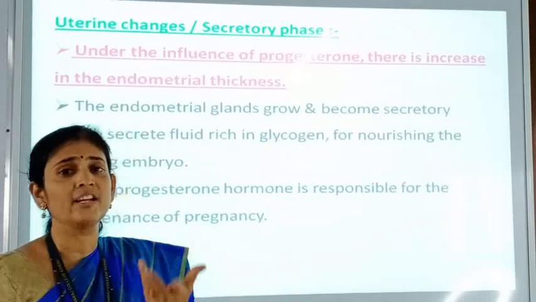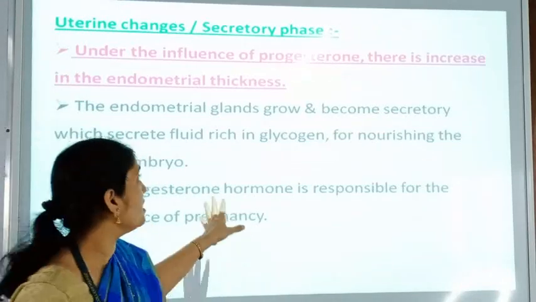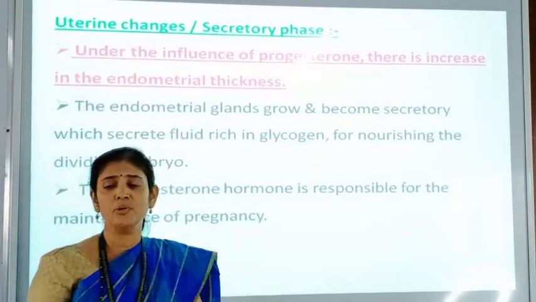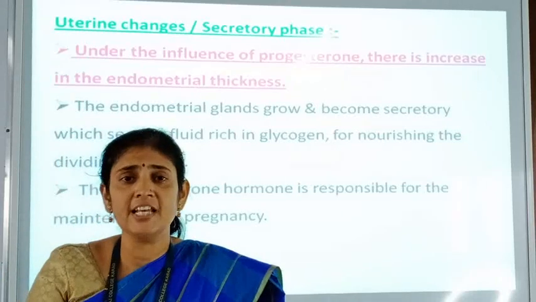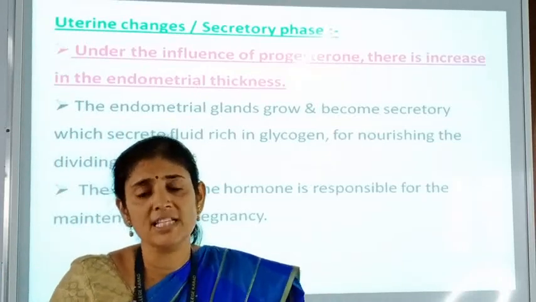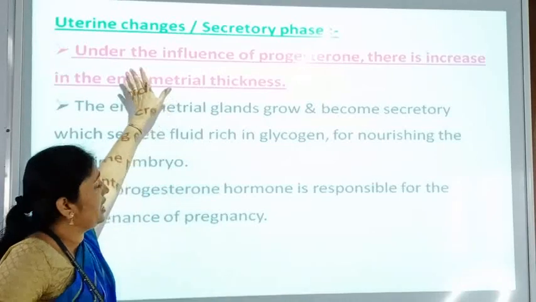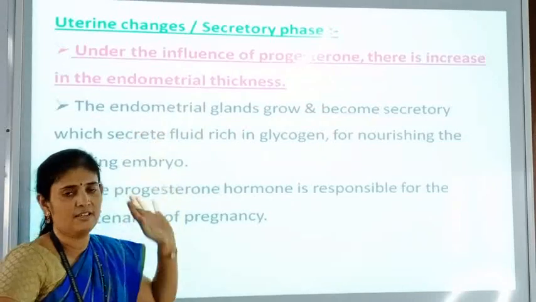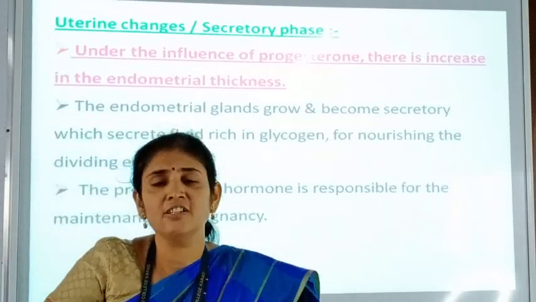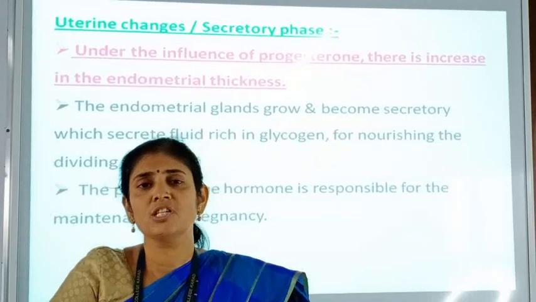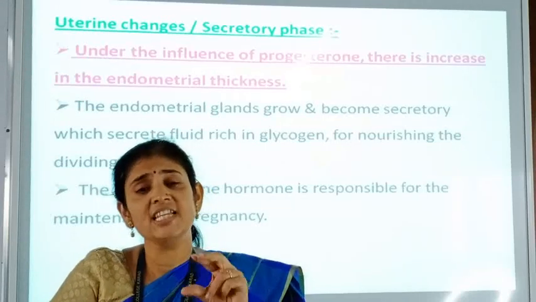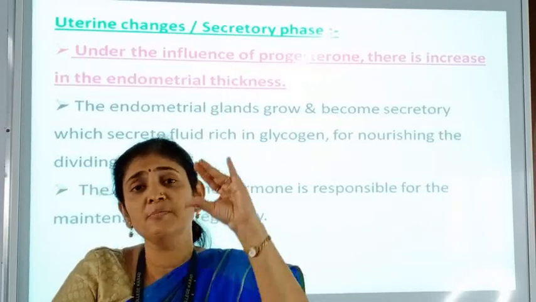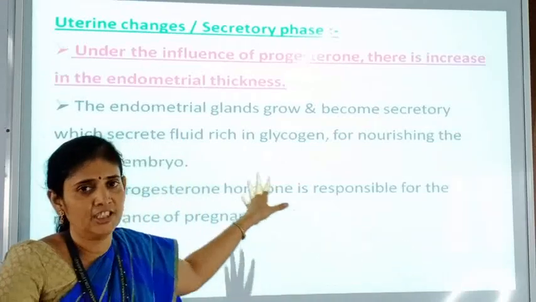Now what happens to the uterus during this fourth phase? So this is called the secretory phase, or uterine changes, because in the uterus the endometrium wall is secreting some secretion, and therefore it is called the secretory phase. Under the influence of progesterone, there is an increase in the endometrial thickness. म्हणजे जर प्रेग्नन्सी राहिली असेल तर प्रोजेस्टेरॉन हार्मोन सिक्रीट केला जातो, and that progesterone is responsible for increasing the thickness of the endometrium. जो थिकनेस 3 मिलीमीटरचा आहे तो जवळजवळ 5 मिलीमीटरचा वाढवला जातो ह्या फेजमध्ये, ह्या शेवटच्या फेजमध्ये.